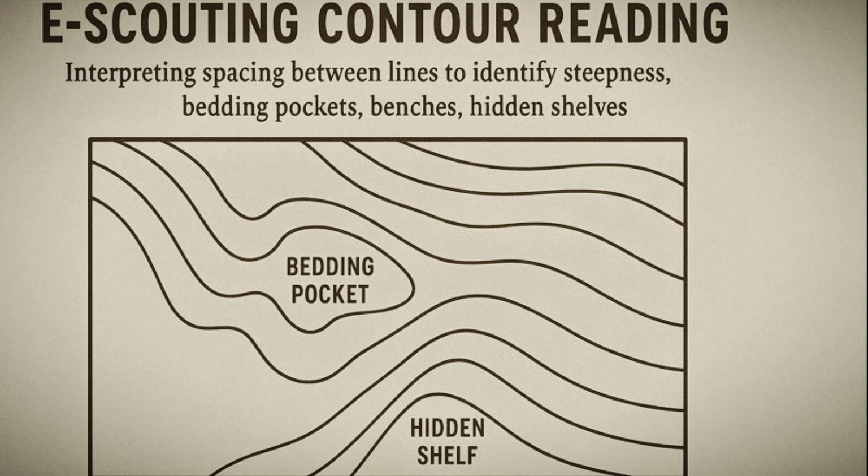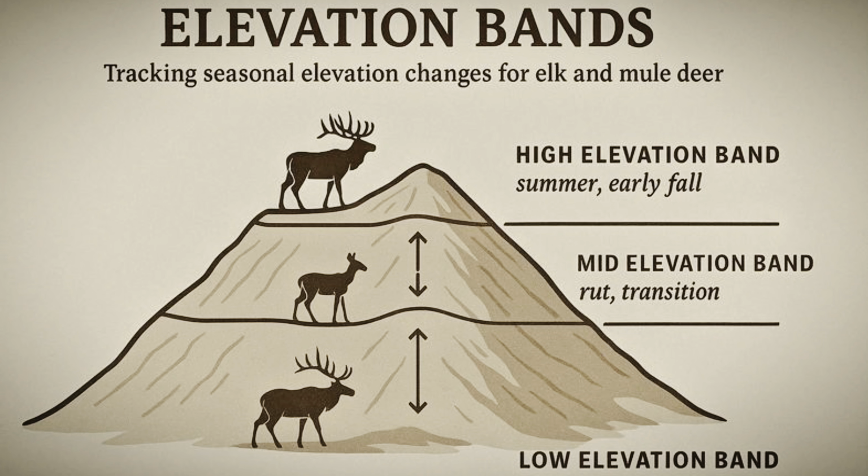Number 69 is your e-scouting contour reading, and that has to do with the topographical lines on your map. Understanding that contour spacing in those lines is going to help you identify bedding pockets, benches, and travel routes. Number 70 is elevation bands. Animals shift elevation with seasons and weather. Hunters want to track those bands for locating the herds.